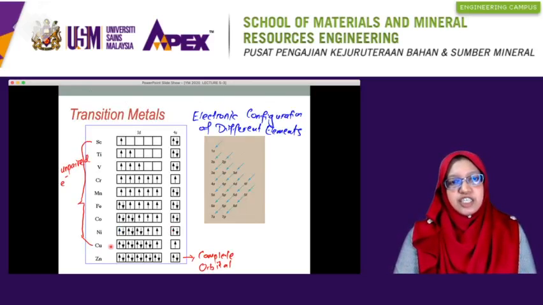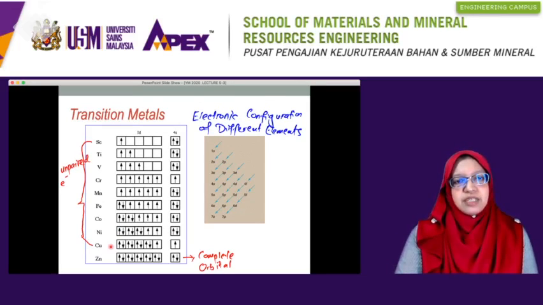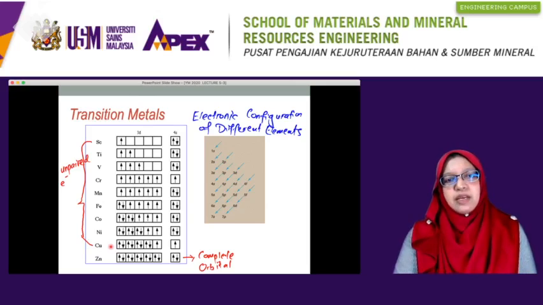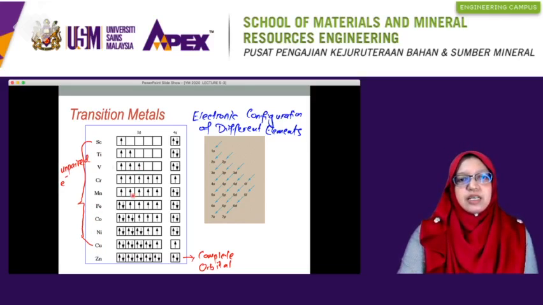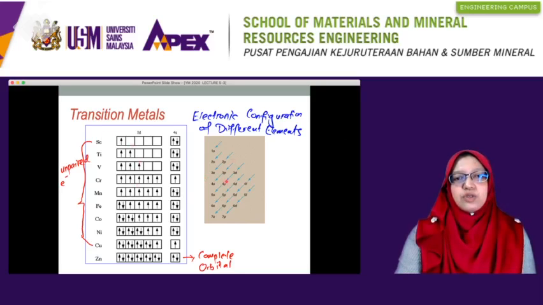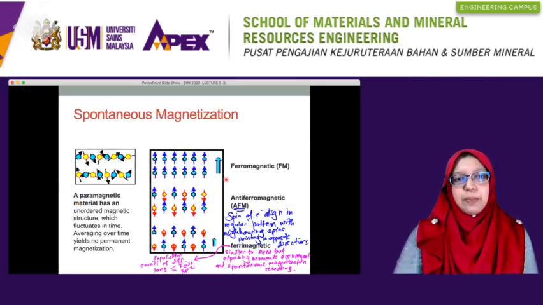These are the transition metals. So we have scandium, titanium, vanadium, chromium, manganese, iron, cobalt, nickel, copper, and zinc. So we can see zinc has a complete orbital, but from scandium to copper, they have unpaired electrons. And this is how to draw the electronic configuration of different elements.